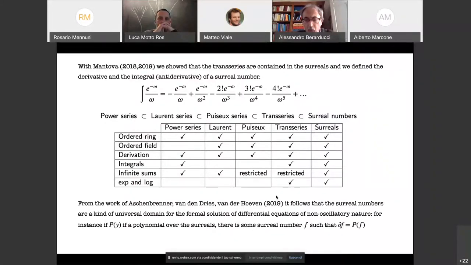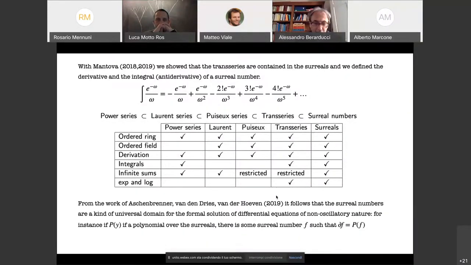Because what should be sine of an infinite element? It should be a random number between 0 and 1. So you must have the axiom of choice to decide which one. There is no particular reason to choose one value or another for sine of omega, right? While for sine of 1 over omega, you can use the Taylor series and you get something very precise.